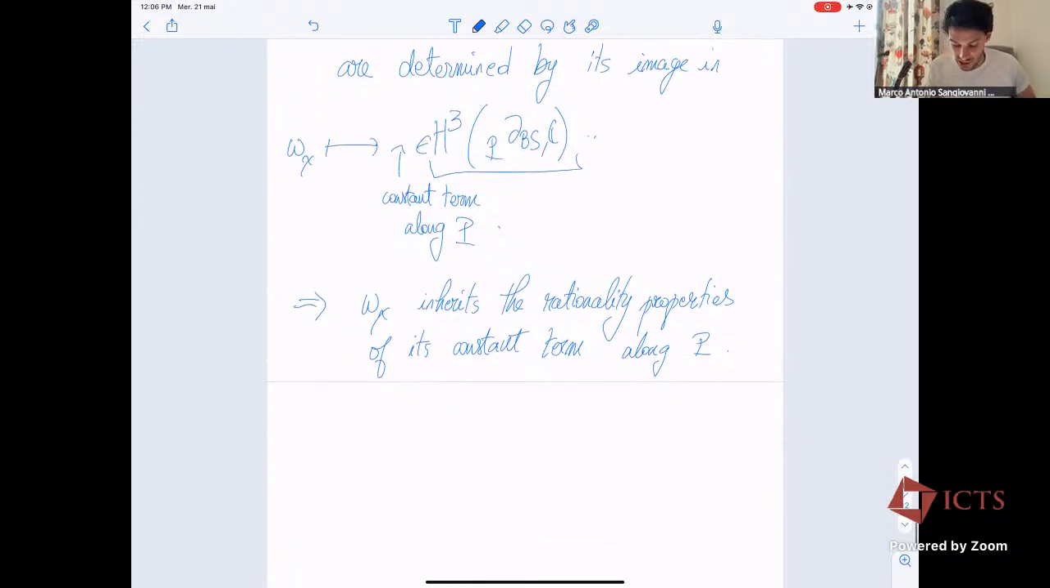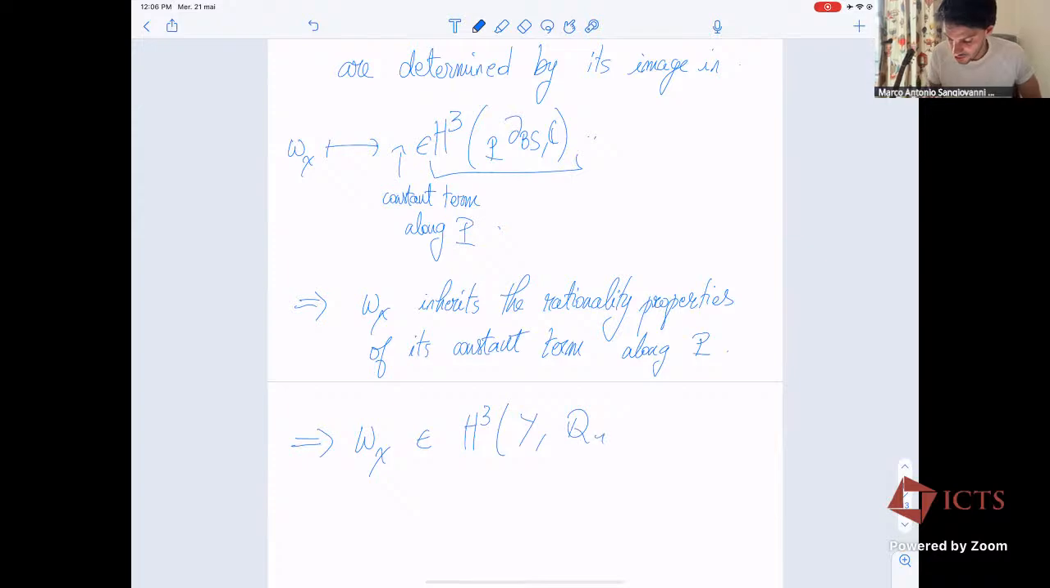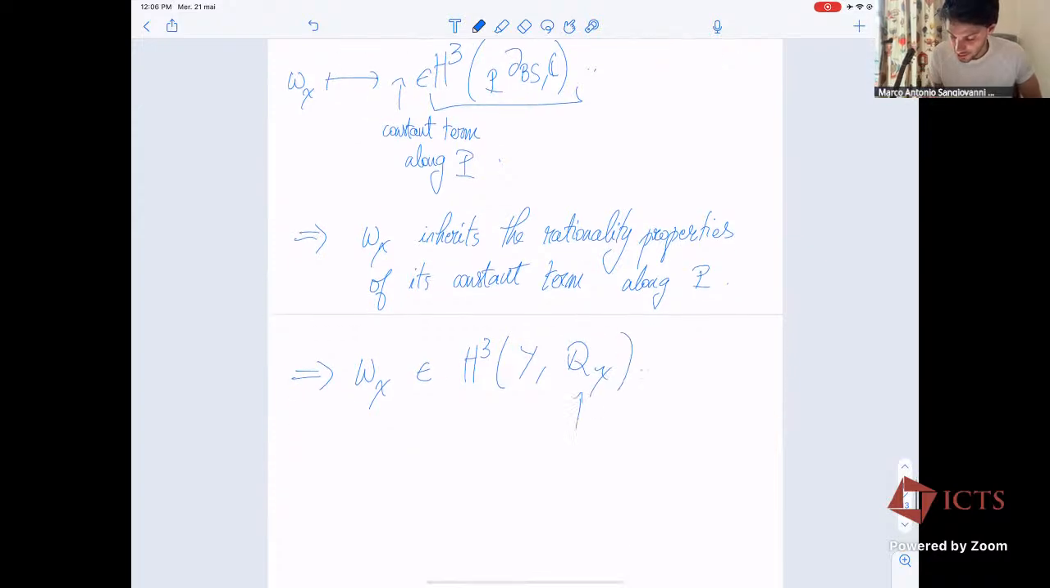And a small study of what the rational structure of this cohomology is will tell you that actually omega chi belongs to the H3 of Y with coefficients in Q chi, where Q chi is the field obtained by adjoining the values of chi.